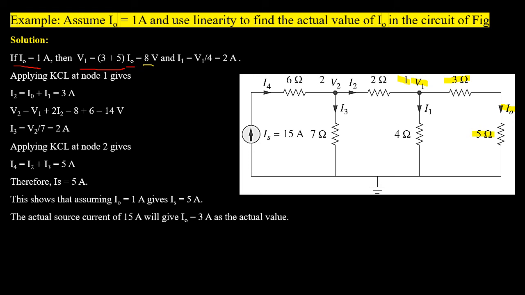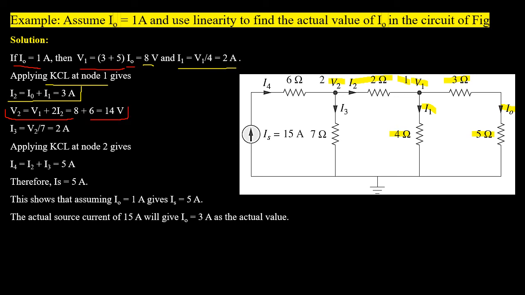Now with the same node V1, we have a resistor of 4 ohm through which I1 current is passing. Now using Ohm's law, I1 will be equal to V1 over 4, or 2 amperes. Now applying KCL at node 1, we will have I2 equals I0 plus I1. Substituting both values, we will have I2 equal to 3 ampere. Now the node voltage V2 will be equal to V1 plus the voltage across the 2 ohm resistor, which will be I2 into 2. Substituting values, we will have V2 equals 14 volt.